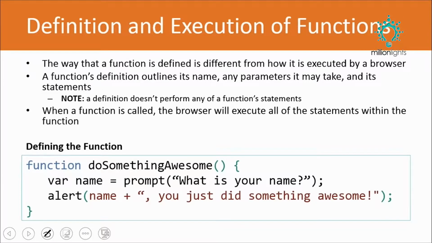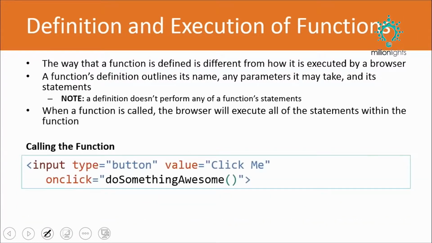So here's an example at the bottom of the screen of defining a function, right? We're going to do something awesome. That's the name of our function. And then we call the function, so when we click a button that says click me, we're actually going to do something awesome.